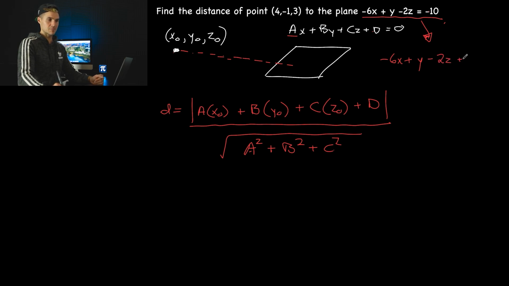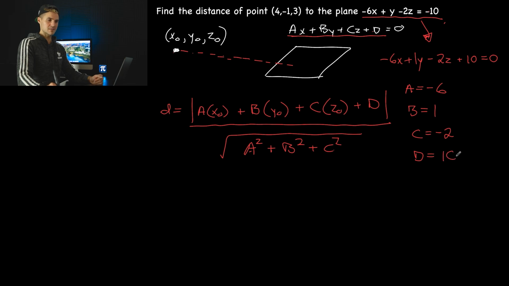When you bring this over, this is going to become +10. So that now is in this format, and from here we can tell the a value is -6. The b value in front of the y is 1. The c value is -2. And then the d value is +10. It's not the -10 that was on the right side. We have to bring that over in order for the right side to just be 0. So the d value is +10 there.